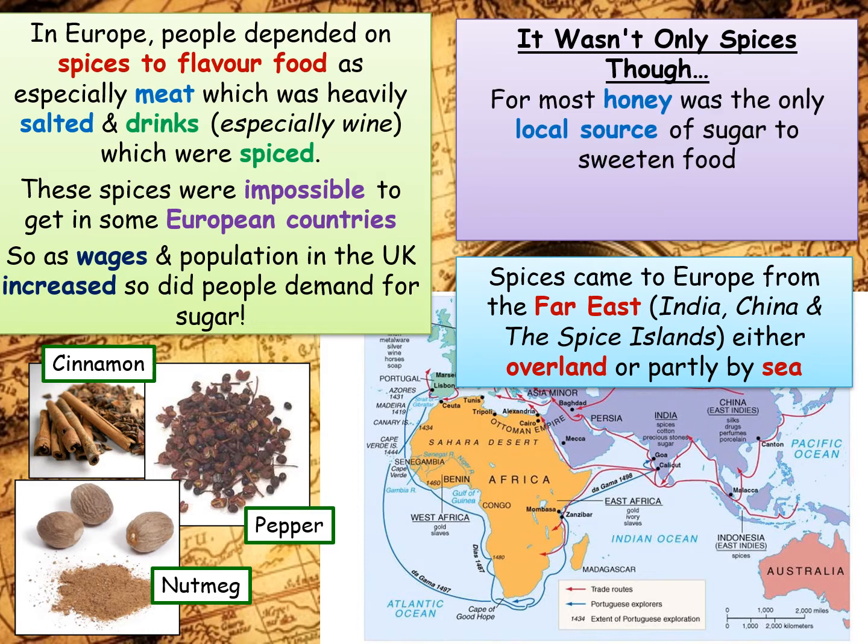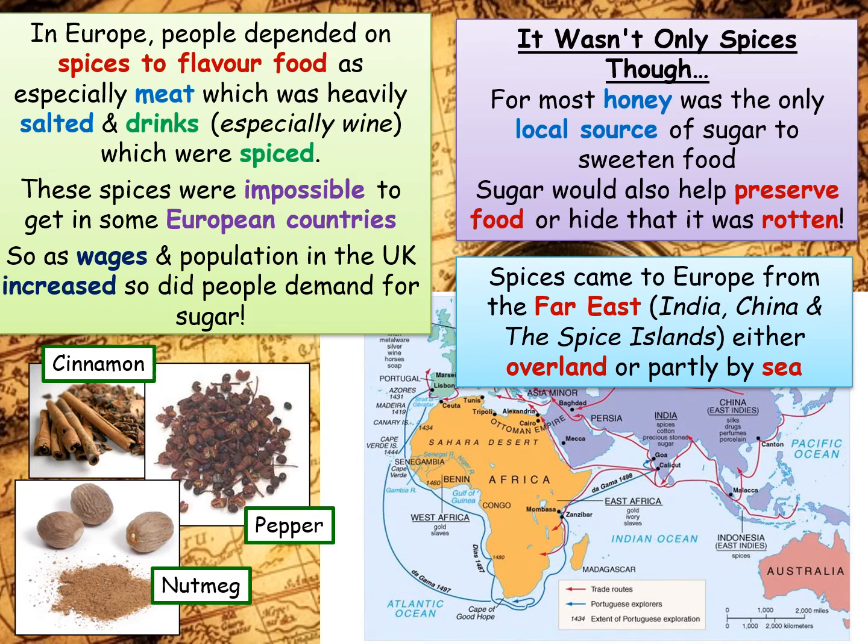It wasn't only spices though. For the most part, honey had actually been the only local source of sugar to sweeten foods at this point in time. So sugar was actually a really huge thing for people in Europe. It was referred to as white gold because it was something that was kind of seen as an unknown principle, something that was really, really important.